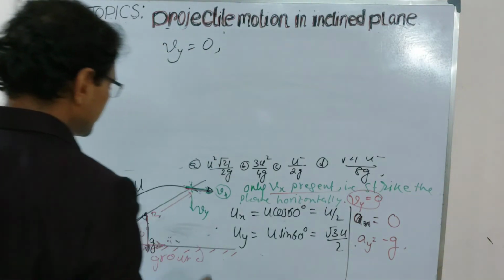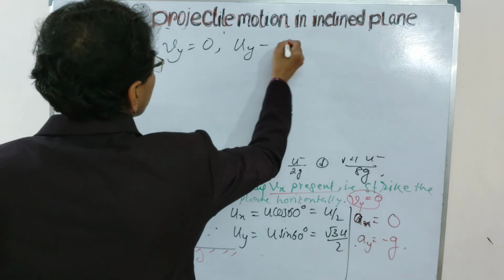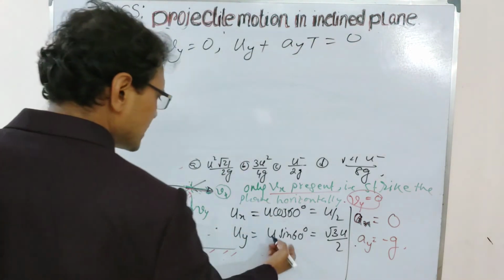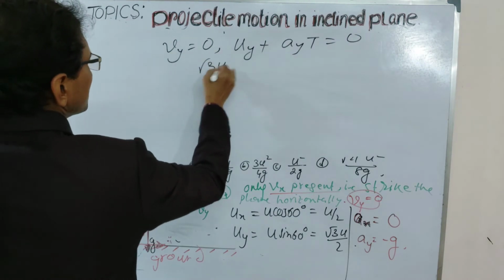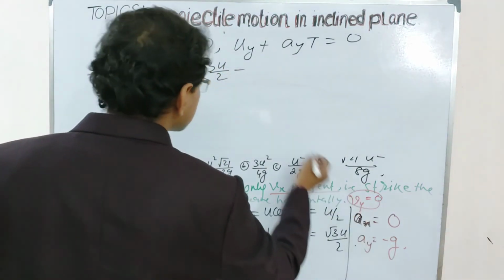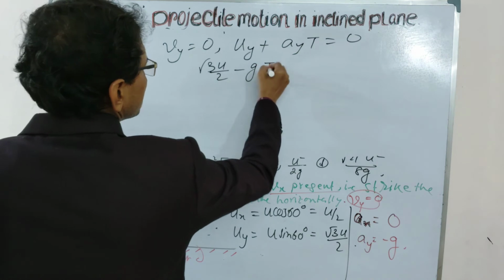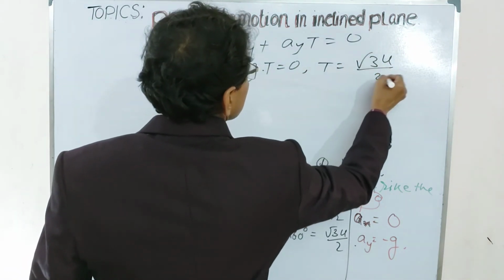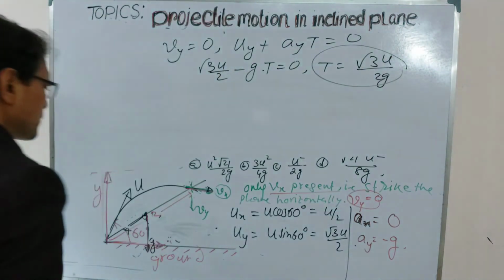Now what is Vy? Vy equal to uy minus g t equal to 0. What is uy? Root 3 u by 2. ay equal to minus g. So t equal to root 3 u by 2g. So this is the time of flight.